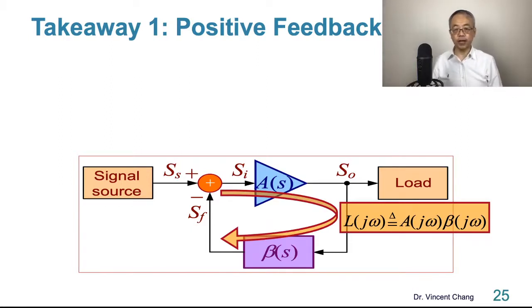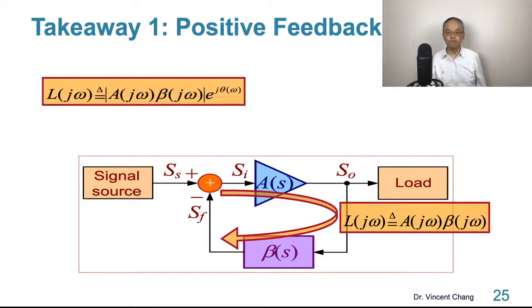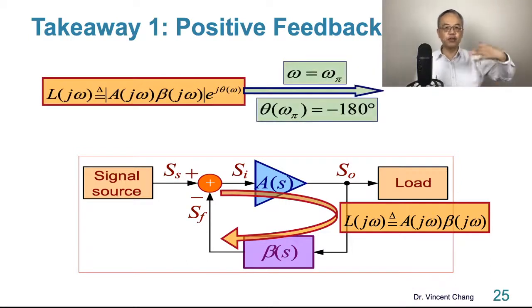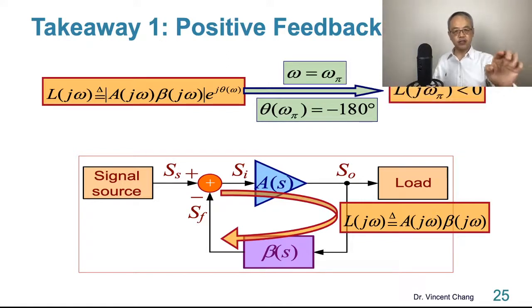So here's the takeaway. Takeaway number 1, make sure you understand this: for a complex loop gain at the specific frequency omega 180, omega pi, the feedback turns into a positive feedback. The structure turns into a positive feedback. Negative loop gain, positive feedback.